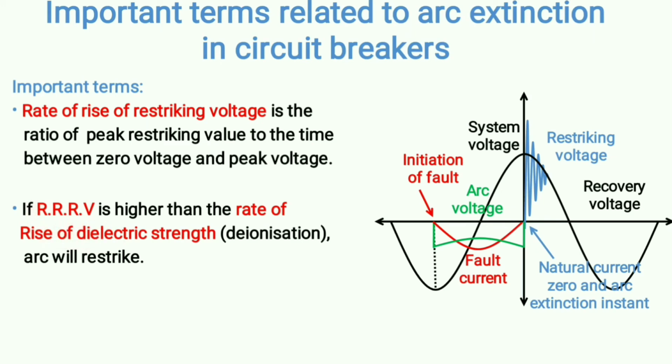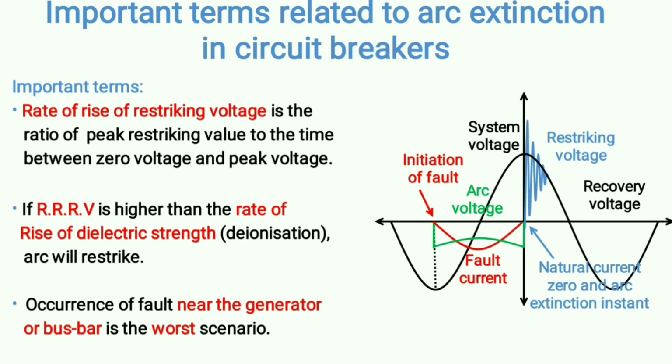So that is the objective of this natural current zero phenomenon. Always we have to make sure that this deionization strength, or the rate at which it builds up, should be larger than the RRRV. Then only the arc can be stopped from restriking, otherwise the arc will continuously restrike, and it will finally lead to a complete damage of the circuit breaker contacts due to the excessive heat generation.